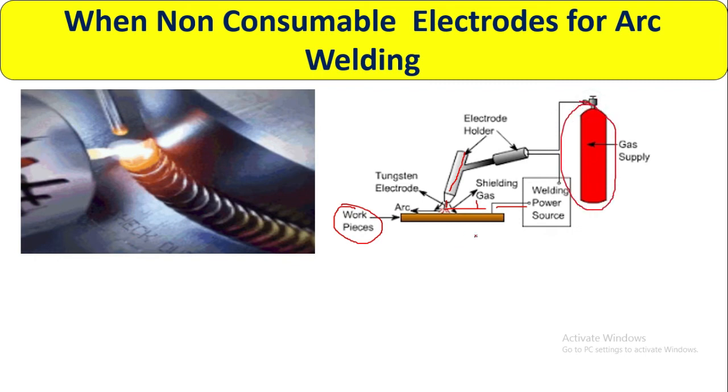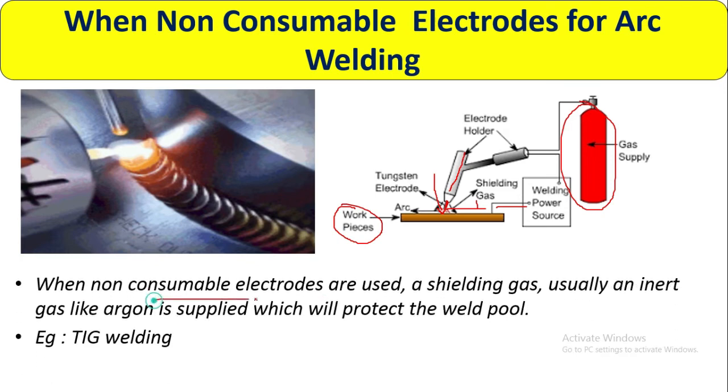So you understand the nomenclature of this non-consumable electrode for arc welding. The tungsten electrode is this one, and the electrode holder is this one. Additional filler wire you always have to put here, to fill this groove or this fillet. So you understand the non-consumable electrode for arc welding. When non-consumable electrodes are used, a shielding gas, usually an inert gas like argon, is supplied, which will protect the weld pool.